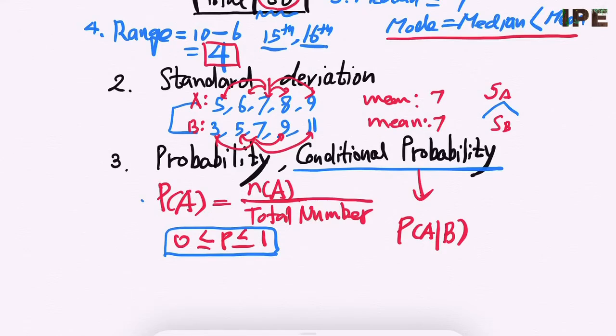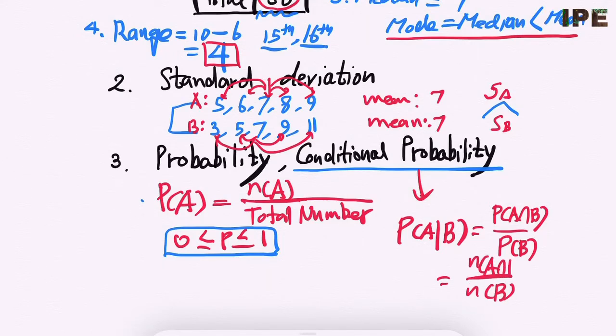So just find P of A intersection B over P of B. In other words, the number of A and B together over the number of B. Just find how many possible cases there are where event A and event B happen together, the intersection, over the number of B. We call this conditional probability. I sometimes call this a given-that probability problem. Given that means A happens, given that B has happened.